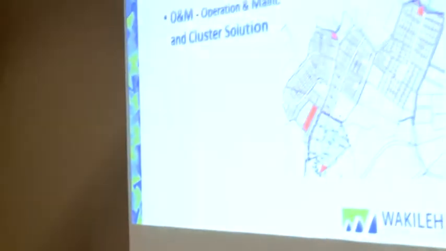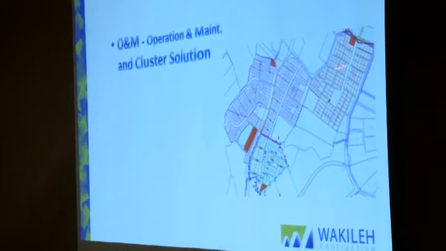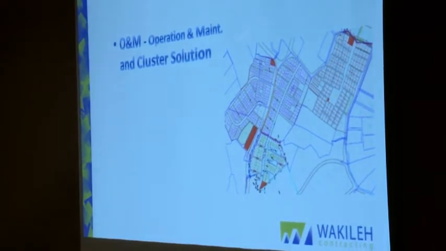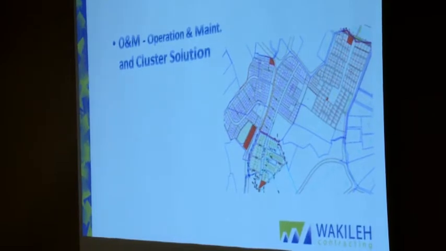Then we go for construction and commissioning, operation and maintenance. Regarding operation and maintenance, I only want to speak about one small thing: the cluster solution to optimize the cost of operation and maintenance. It's always good to have a cluster solution where you have like 1 plant here, 1 plant here, 1 plant here, 1 plant here, and then you have 1 operator to operate 4 plants, not only a single plant.